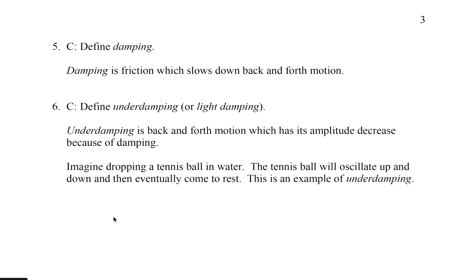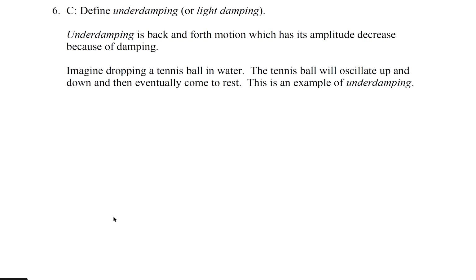Question 6. Define underdamping or light damping. Underdamping is back and forth motion which has its amplitude decreased because of damping. So, imagine dropping a tennis ball in water. It's going to float because its density is less than that of water. But the tennis ball oscillates up and down, and its amplitude eventually decreases, and the object eventually comes to rest. That's an example of underdamping.